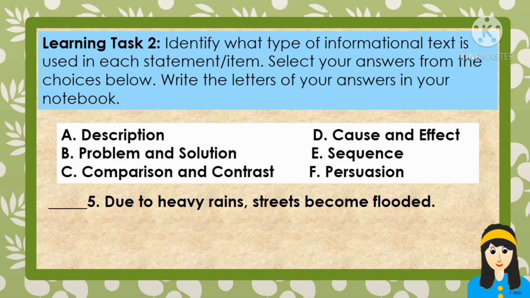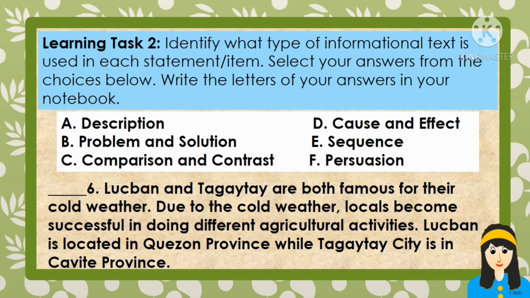What is the answer? And the last one, number 6, the last number in learning task number 2: Lukban and Tagaytay are both famous for their cold weather. Due to the cold weather, locals become successful in doing different agricultural activities. Lukban is located in Quezon Province, while Tagaytay City is in Cavite Province.